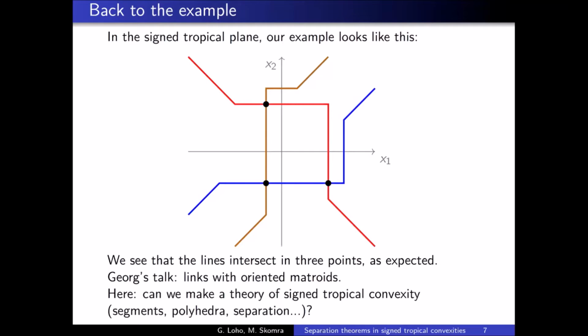And in the talk of Georg, you have seen that this kind of arrangement of tropical hyperplanes is linked with oriented matroids. What I want to do in my talk is to discuss whether in this context we can make a proper theory of signed tropical convexity. So to define segments, polyhedra, separation, the Minkowski-Weil theorem, Fourier-Motzkin elimination, and things like that.